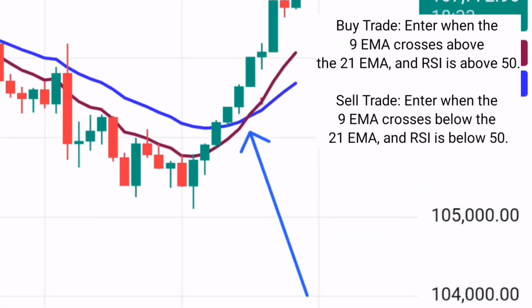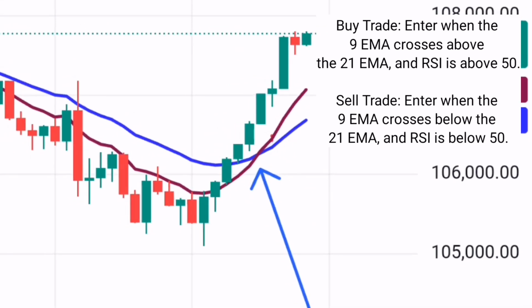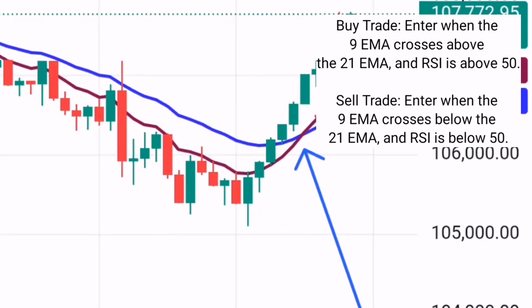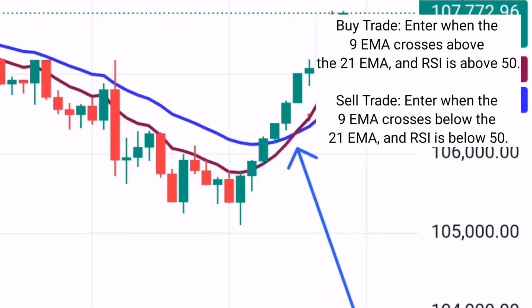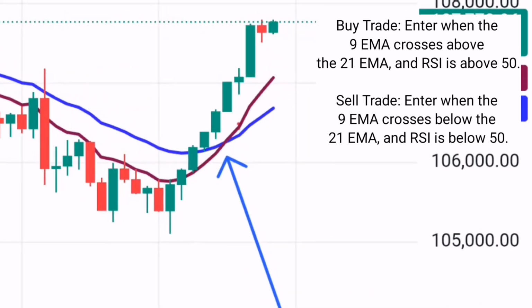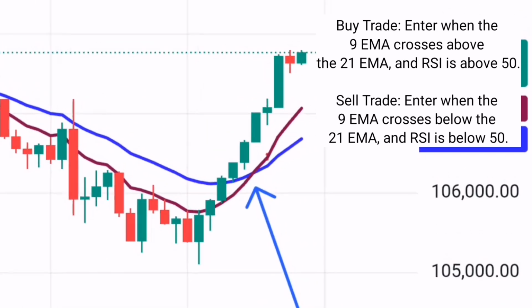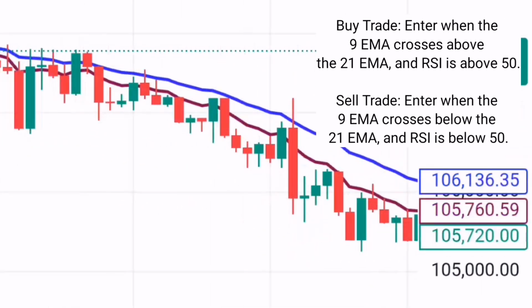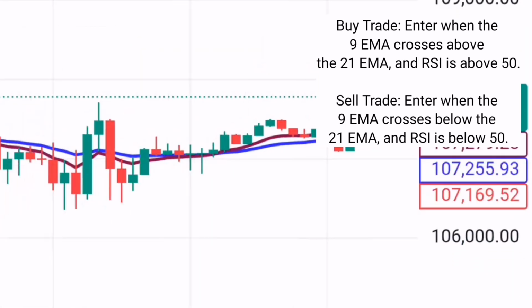How to take trades: entry, stop loss, and take profit. Entry rules. Buy trade: enter when the 9 EMA crosses above the 21 EMA and RSI is above 50. Sell trade: enter when the 9 EMA crosses below the 21 EMA and RSI is below 50. Important: enter only after the crossover candle closes to confirm the signal.